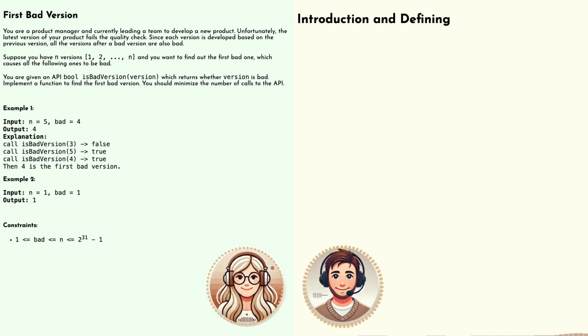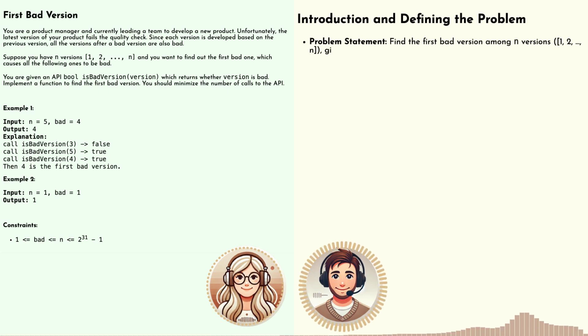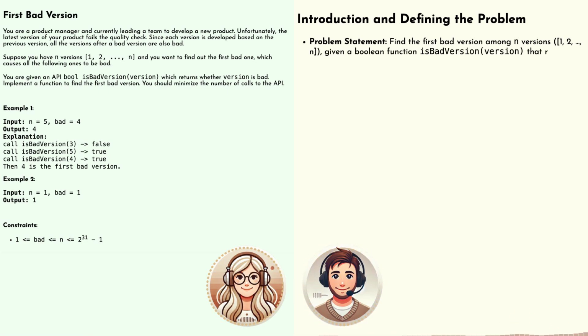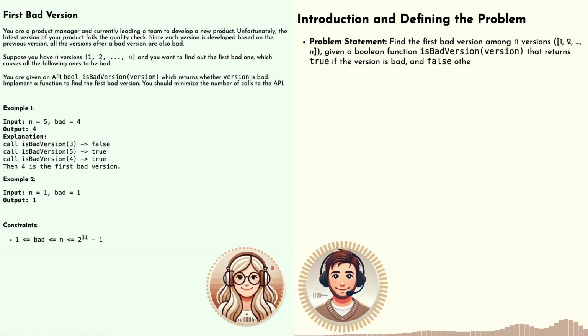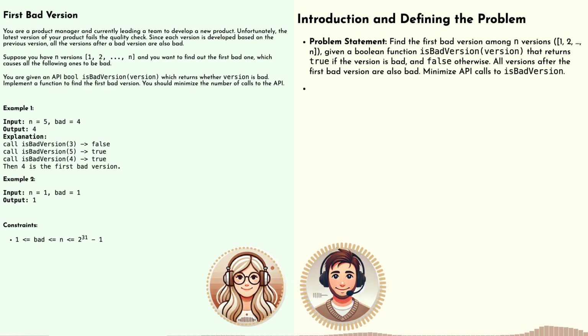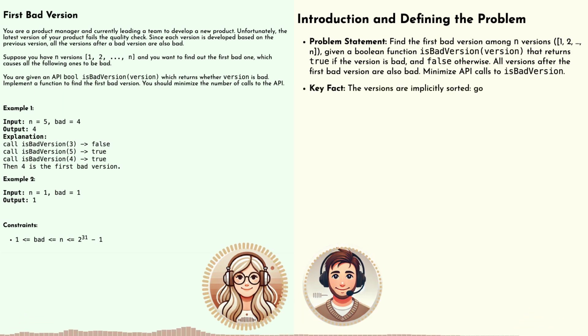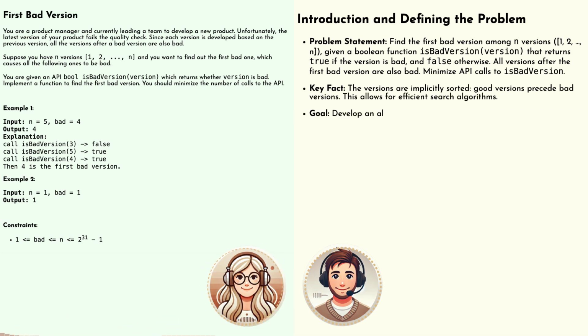Welcome back to AI.Code.Cast. You shared this first bad version problem with us, and I gotta say, it sounds deceptively simple, but I can see how it could get kind of tricky. Ready to dig in? Absolutely. This is one of those classic problems that really highlights why picking the right approach for efficiency is so important.